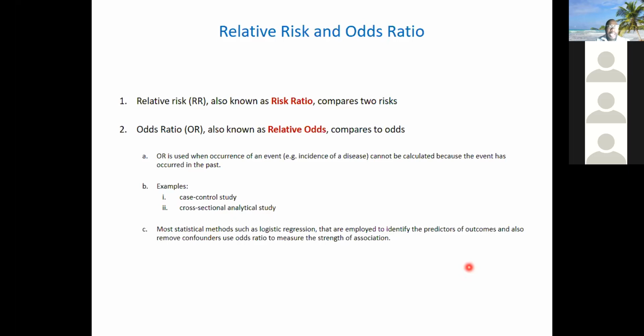So now, most statistical methods such as logistic regression that are employed to identify predictors... Is there any question? Yes, sir. Okay, go on. So assuming you are trying to assess the incidence of a particular disease before an intervention, and then you go back again to assess the incidence after you have provided an intervention, will that fall under example number 1, case control study?